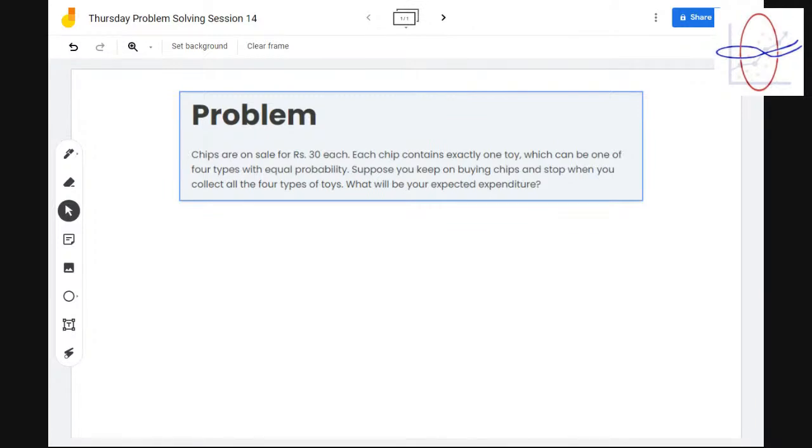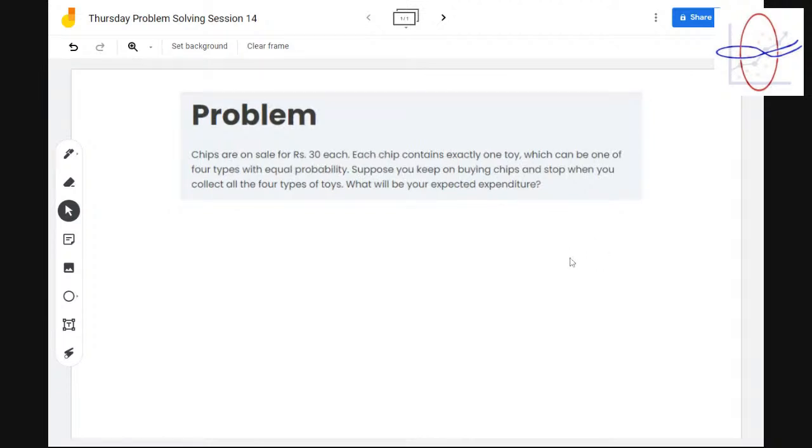The problem says that there are chips on sale, and each chip contains exactly one toy, which can be of 4 types with equal probability. Suppose you keep on buying chips, and in each chip there are 4 toys with equal probability. You keep on buying chips and stop when you collect all 4 types of toys.